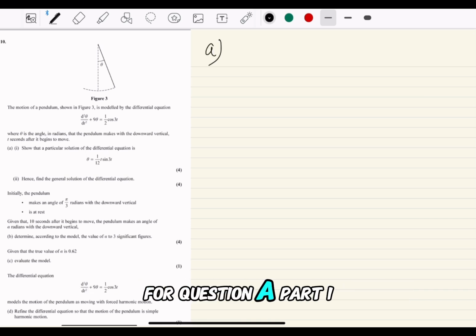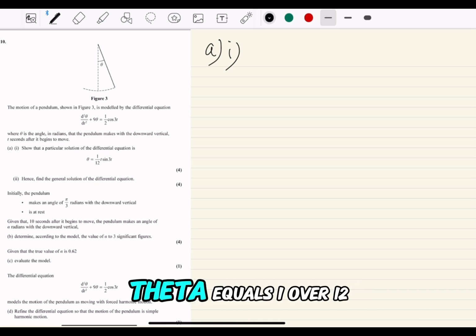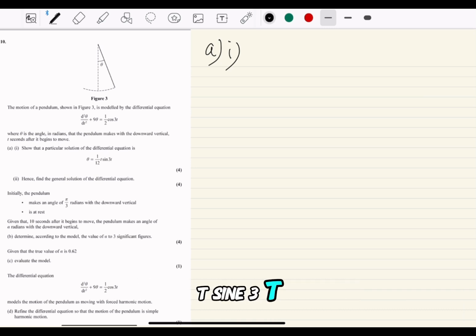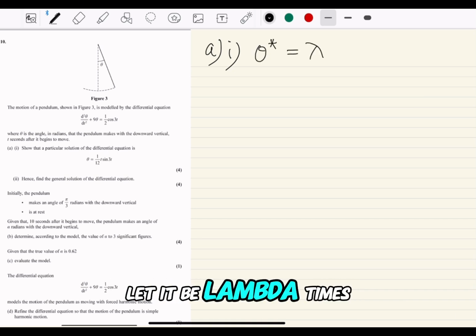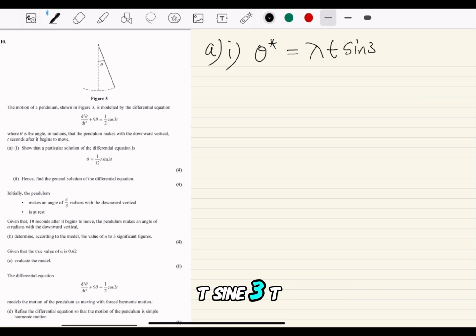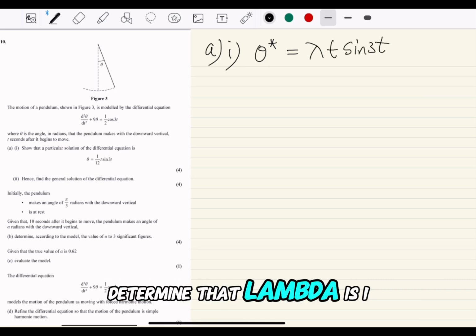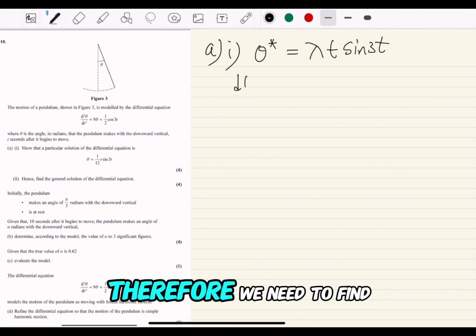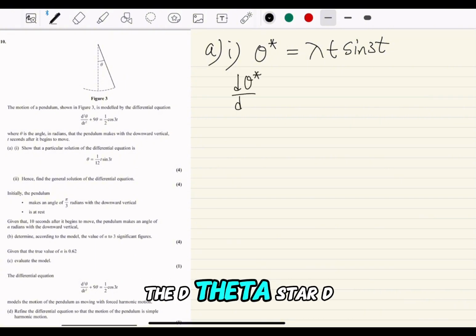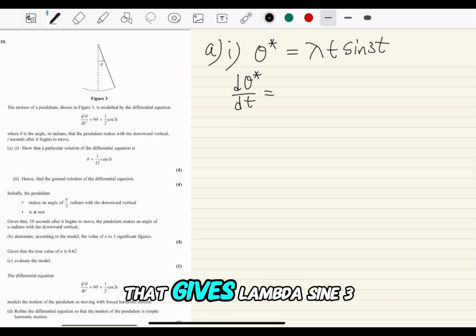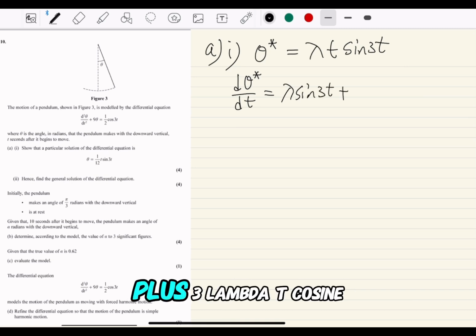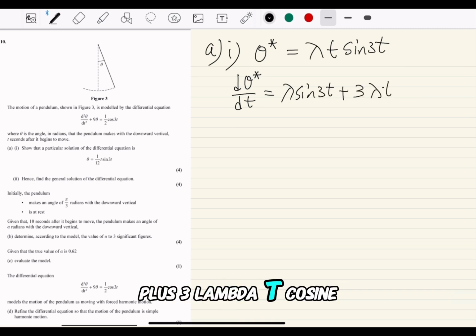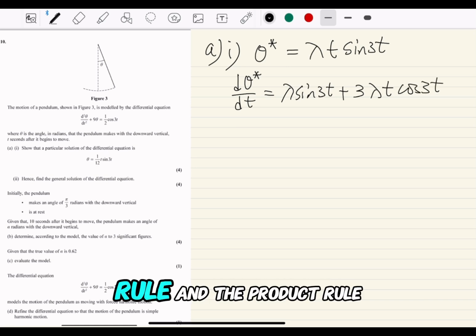For question A, part 1, we need to prove that the particular solution is theta equals 1 over 12 t sine 3t. Therefore, we can set our particular solution to be lambda t sine 3t. So we only need to determine that lambda is 1 over 12. Therefore, we need to find d theta star dt. That gives us lambda sine 3t plus 3 lambda t cosine 3t, using the chain rule and the product rule.